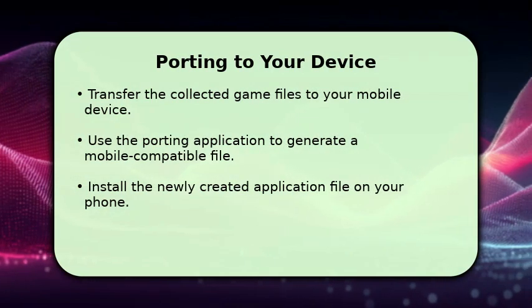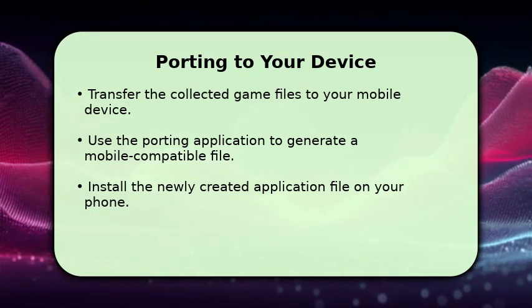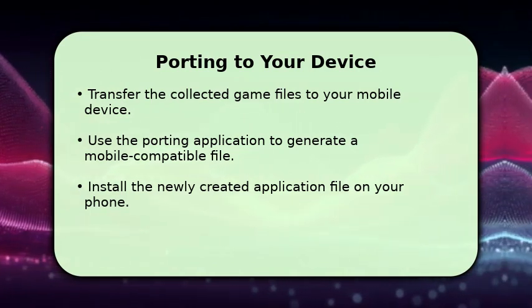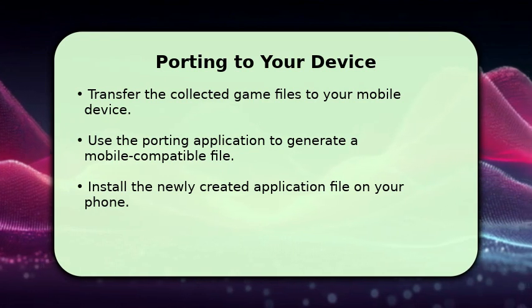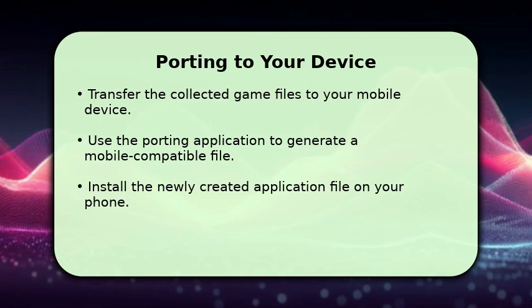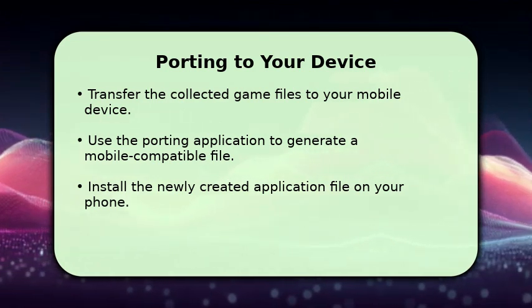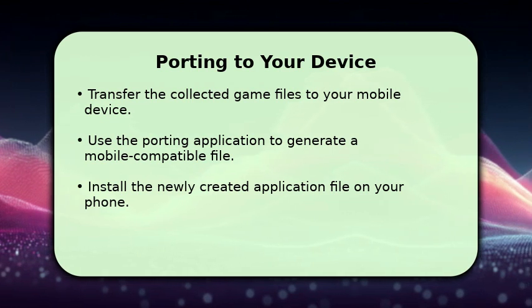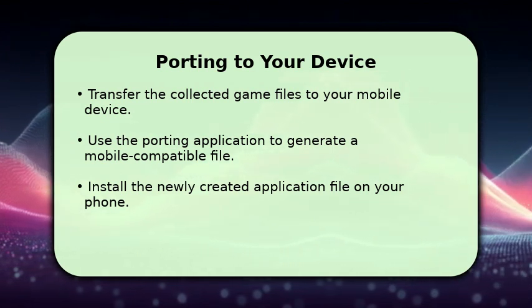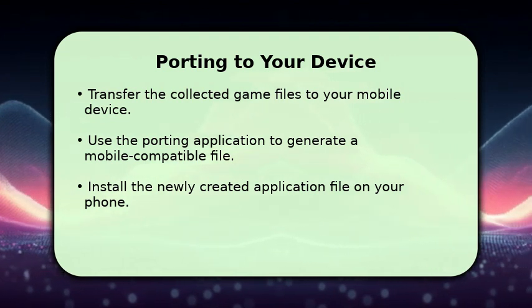Now, it is time to transfer those game files to your mobile device. Connect your phone to your computer and move the data.win file and other assets into a designated folder. Open the porting application on your mobile device, select the transferred files, and follow the on-screen instructions to generate the mobile-compatible application. Once generated, simply install this new application file onto your phone to complete the porting process.